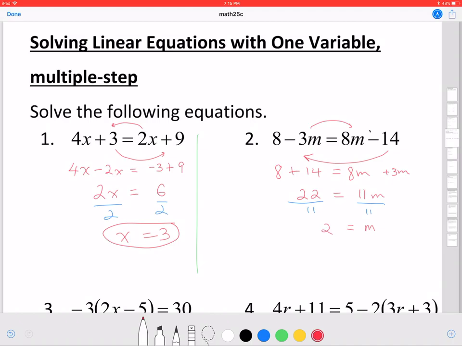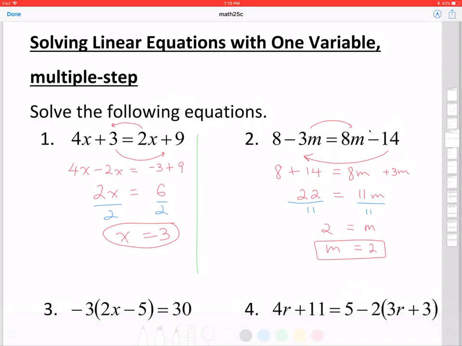Again, this is not really the convention for the way we write it, and usually it is preferable to write m is equal to 2.